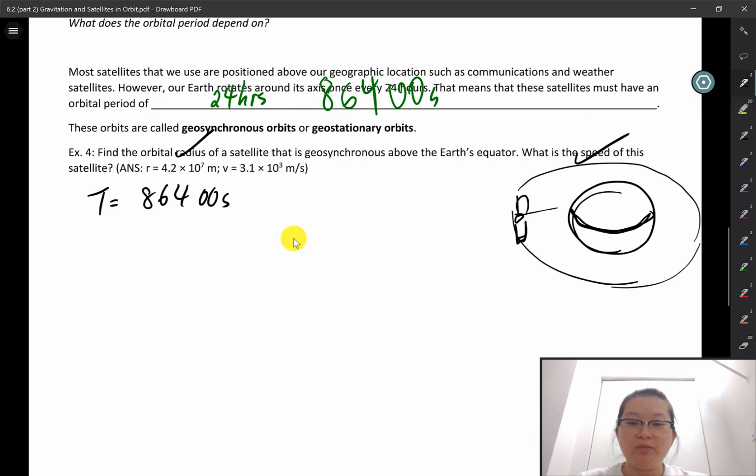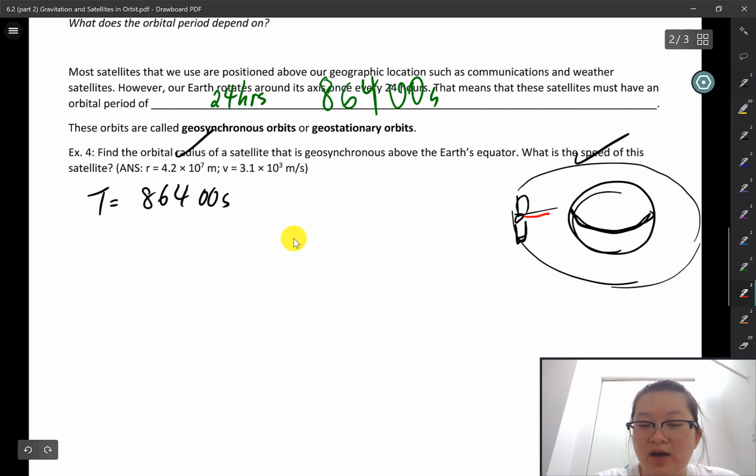If you're just solving this problem, you might just find the speed first, then find the orbital radius. That is okay, but it's still important to understand how to arrive at that equation. I'll just do it again so that you have it in your toolbox.